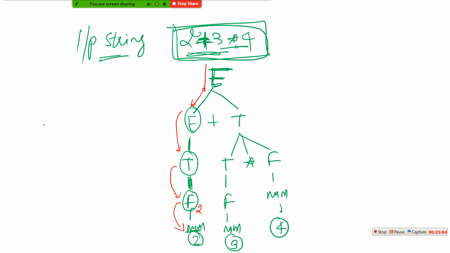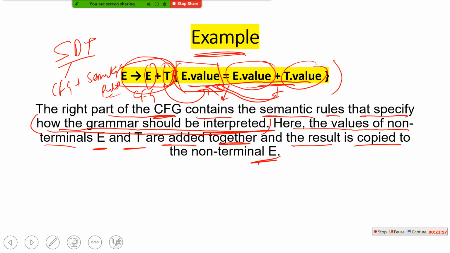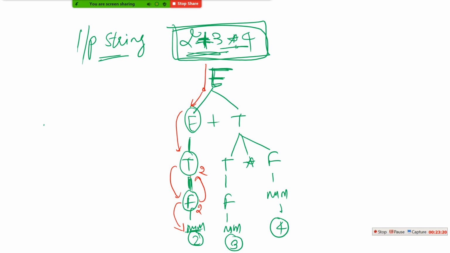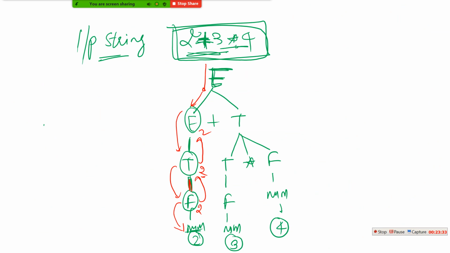Now this F will pass this value 2 to this T. How? Because my semantic rule says that T value equals F value. So whatever value F has, it will pass this value to T. In the transition T derives F, this value is passed here. Now further this 2 value will be passed here by using the transition E derives T, that is E value equals T value. This transition has passed this value 2 here.